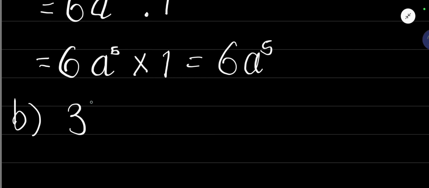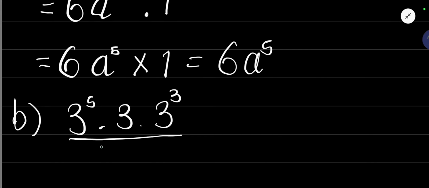You have 3 exponent 5 times 3 times 3 exponent 3, all of them divided by 3 squared times 3 exponent 6. Now here we can simply say that this thing is the same as, if you check here at the top, we are multiplying, and even down there we are multiplying.